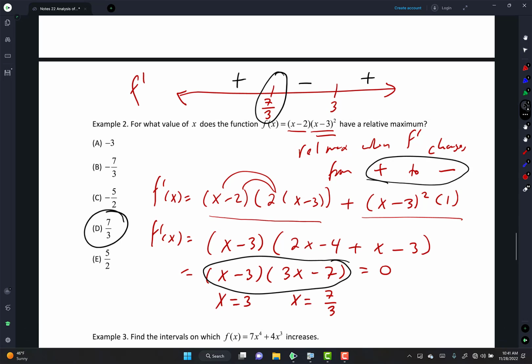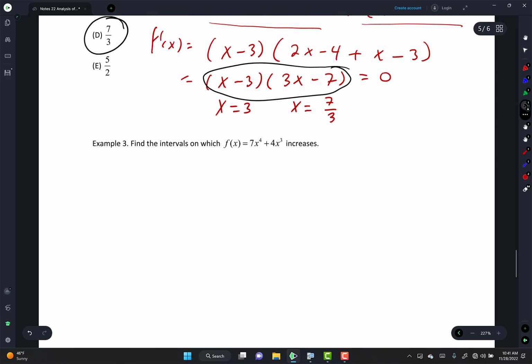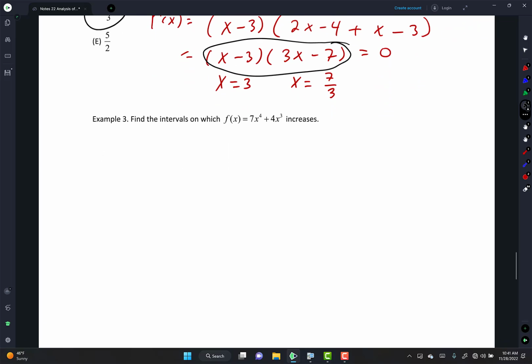Do you see how we did it, guys? All right. Example 3. Find the interval in which the derivative is increasing.